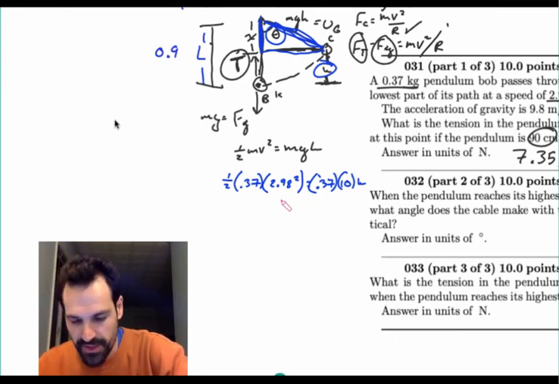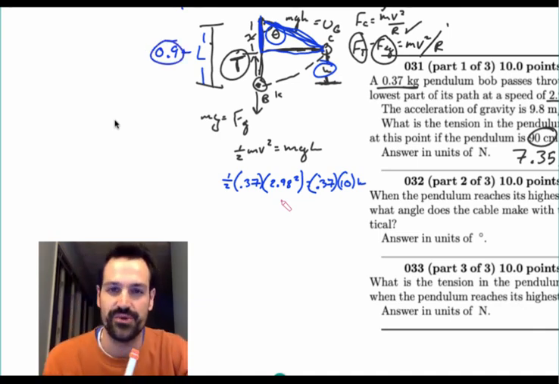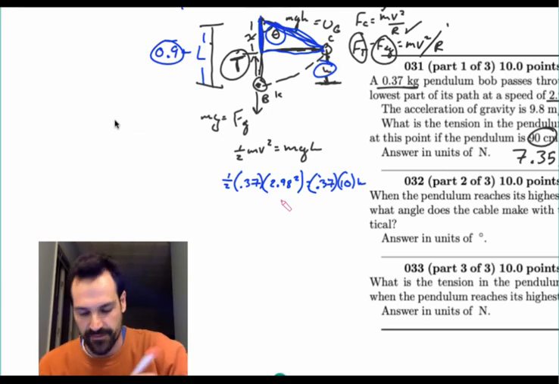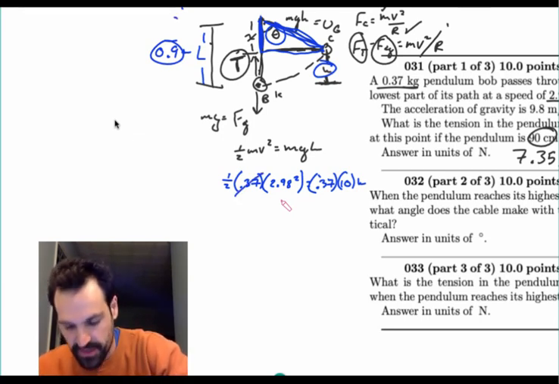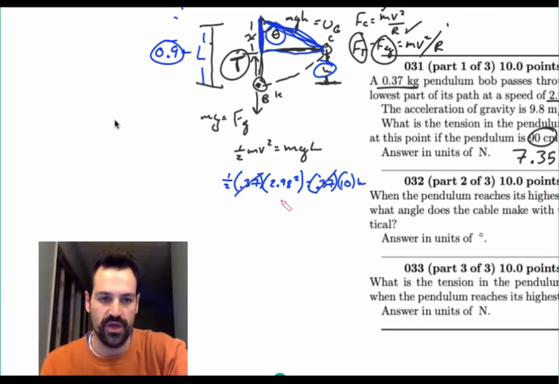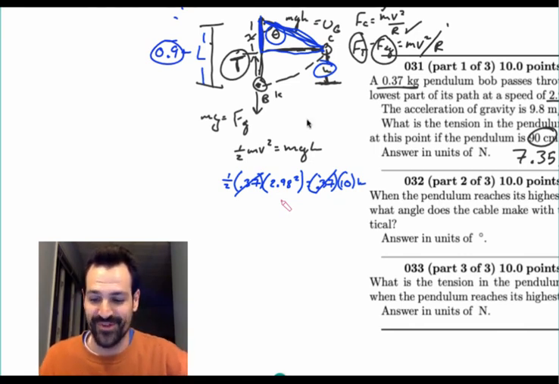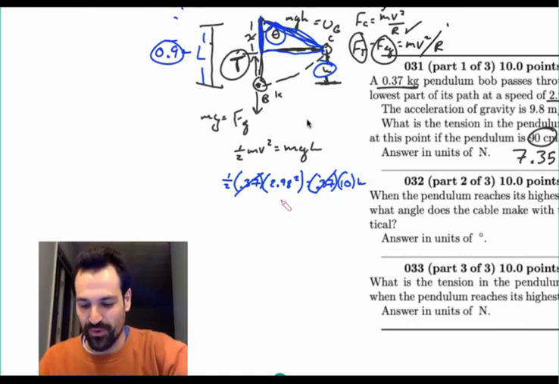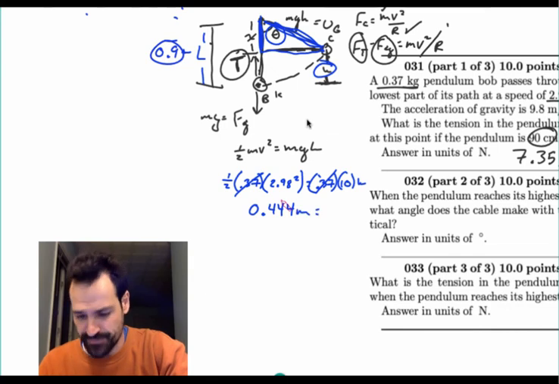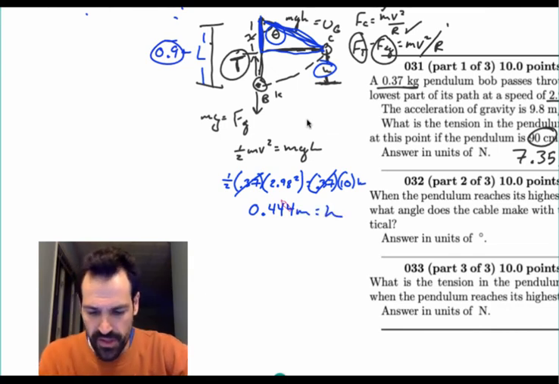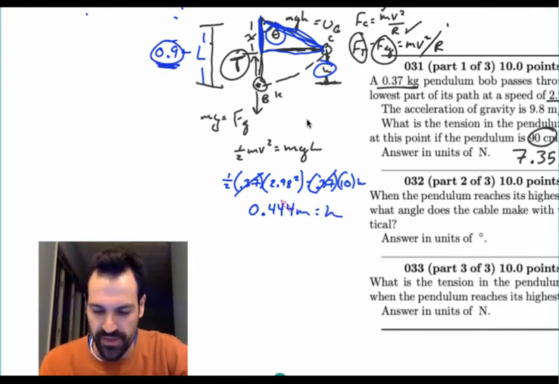0.9. And I know you can't see the entire problem at this point, but you don't really need to with where we are right now. So mass cancels out, and we're going to solve for the height using this equation and finding that it's equal to 0.444 meters, or 44.4 centimeters. So it swings up pretty high, especially since it's only a 0.9 meter string.